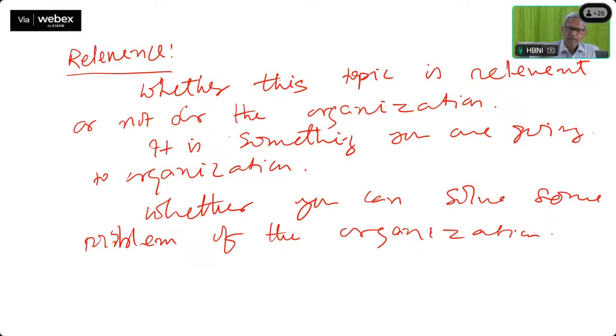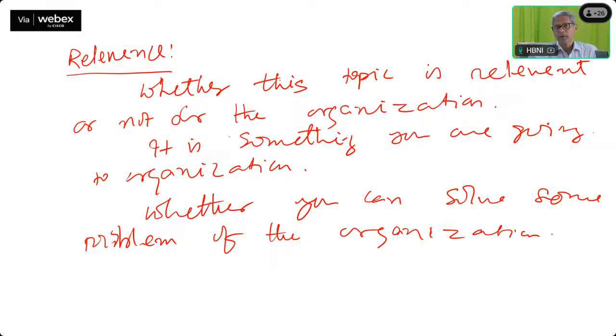These are the attributes of a good research topic. When you are selecting a research topic, you should ask all these questions. And if you find the answer is yes, then only you go. Even then you should go for that topic.